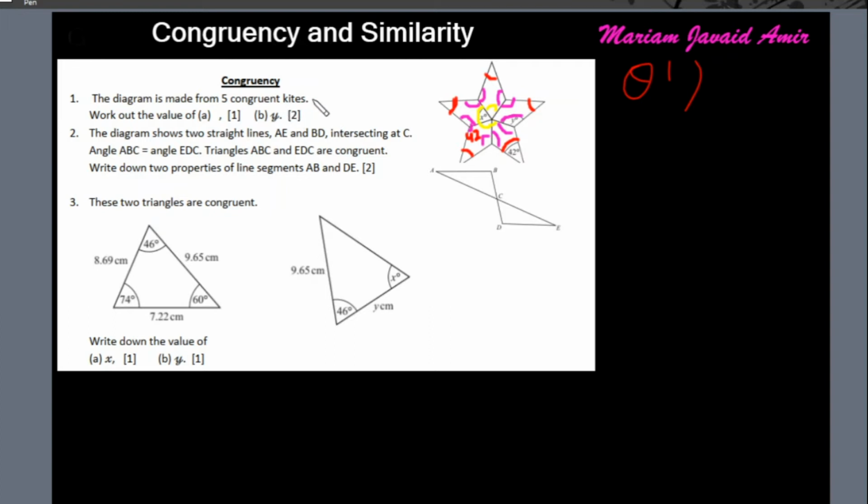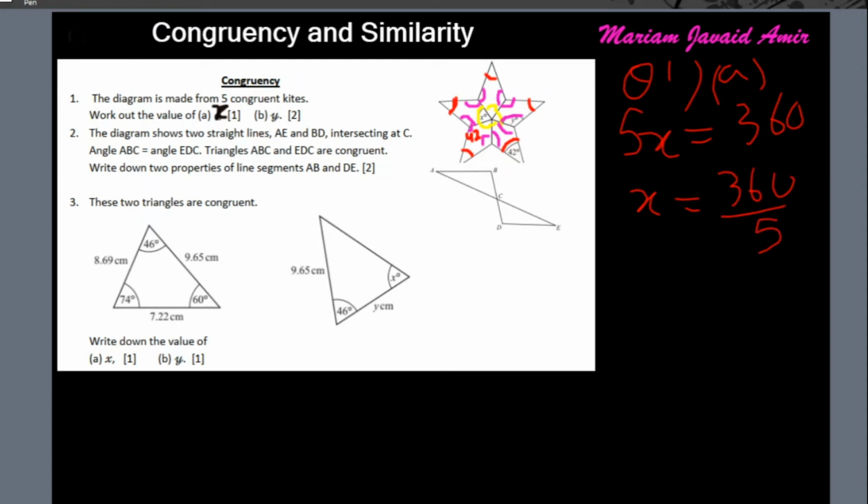Alright, so first we need the value of x. For that, in the center I have 1, 2, 3, 4, 5 angles, and all 5 angles should sum up to 360. So I can write 5x equals 360 for part A. So x equals 360 over 5, which will give me 72. So x equals 72. Next I have to find the angle y.